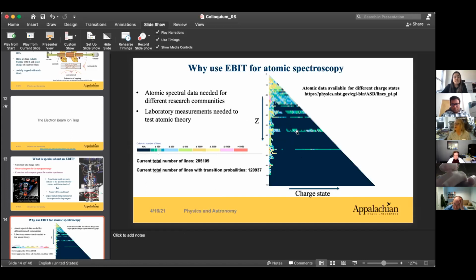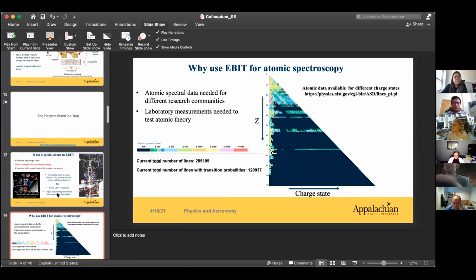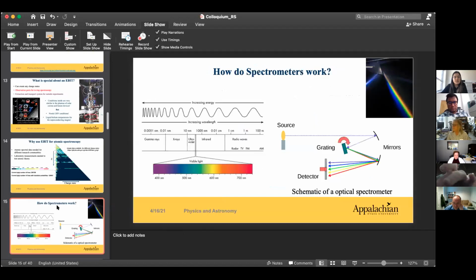And this creates difficulty among researchers from different communities, like the astrophysical communities or the fusion communities, or even theorists who are doing atomic calculations. So it shows you that there is a huge need to measure these atomic data and fill in the gap. How do we do that? We do that by using spectrometers.